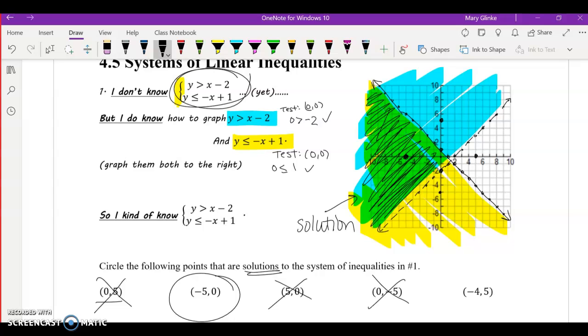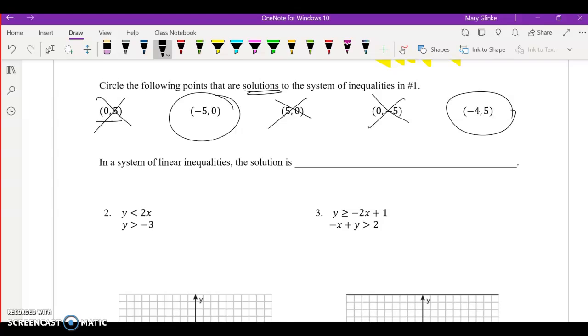And -4, 5 right here is on the line. So the only way I know whether to circle it or not is if it's a dashed line or solid line. Since it's on the solid line, it works. If it were on the dashed line, it would not. So therefore, in the system of linear inequalities, the solution is the overlap. So if you graph things with different colors, it makes it a little bit nicer to actually identify what that solution would be.